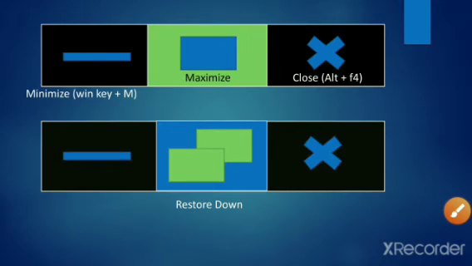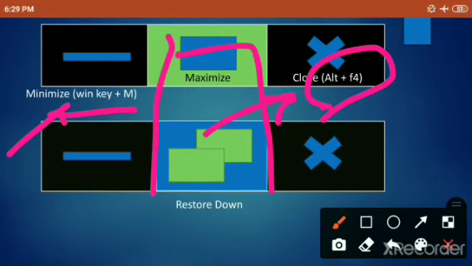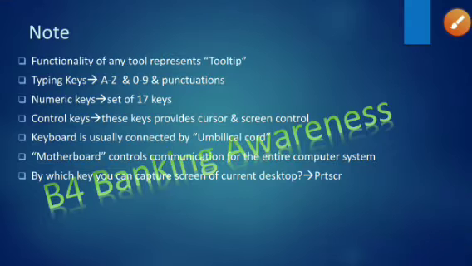When any application is running on your PC and you want to minimize that application, at that time you just have to click Windows key plus M, and if you want to close that application, just press Alt key plus F4. These are the two symbols which can be asked in the exam. When a single square is there, it is called maximize, and when two squares are there in cascade form, it is called restore down.